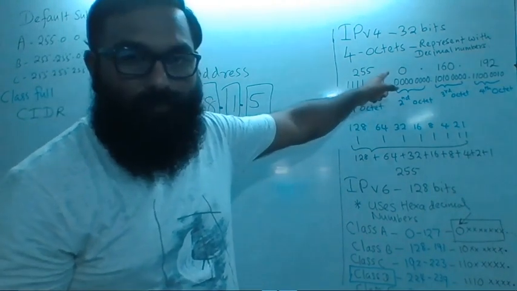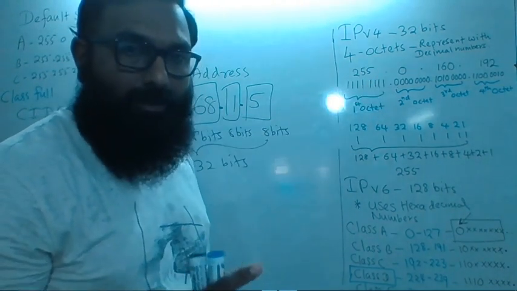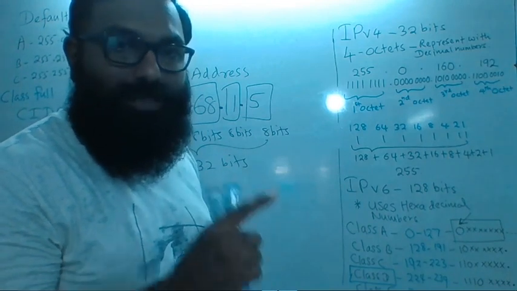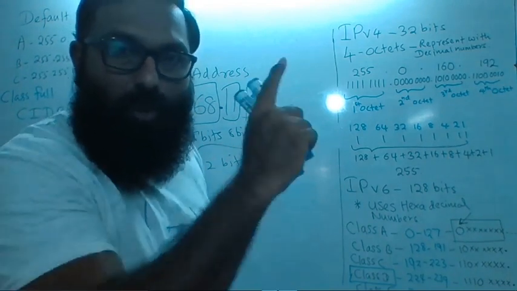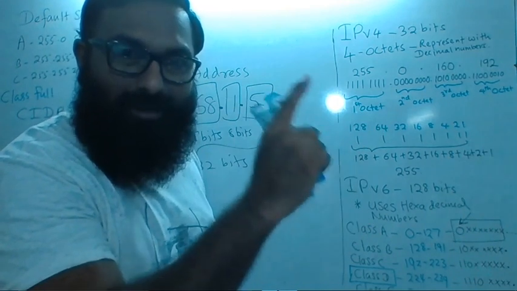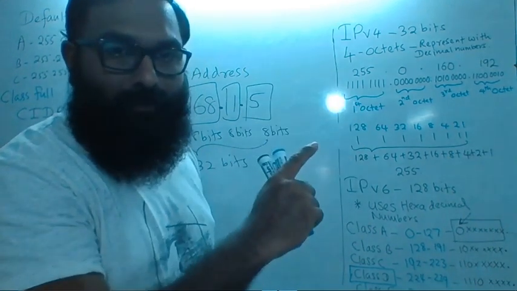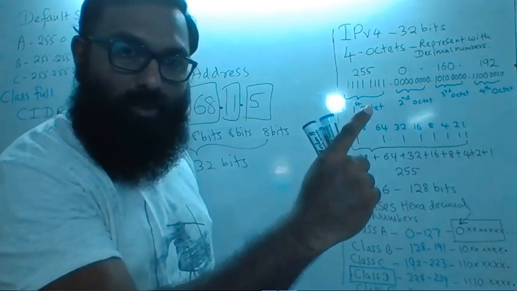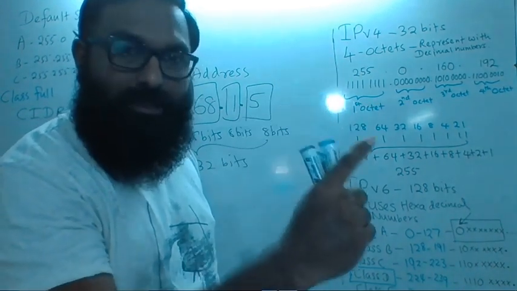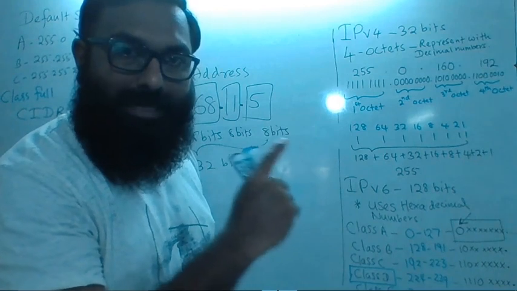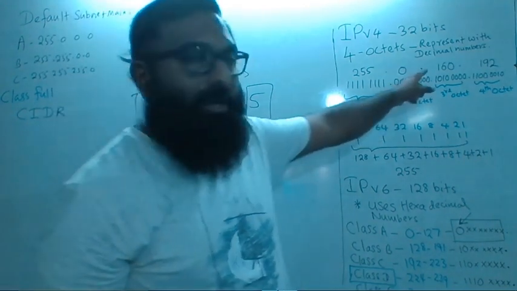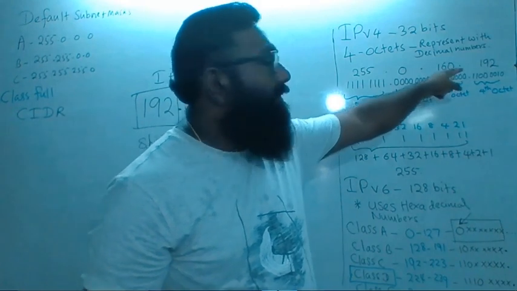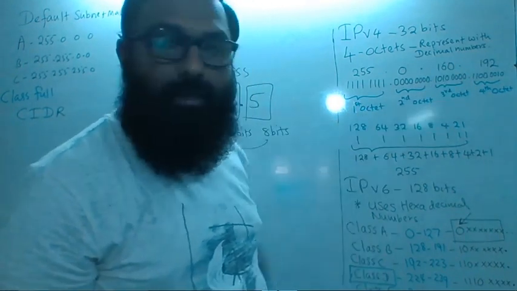Then 0, how is 0 represented? You have to represent it with 8 bits, so you use 8 zeros. 255, remember that, with 1, how many ones are there? 8. When you consider 0, how many zeros are there? 8 zeros. Why? Octet means 8 bits. Okay. So 160, again I have represented with another 8 bits. 192 with another 8 bits.